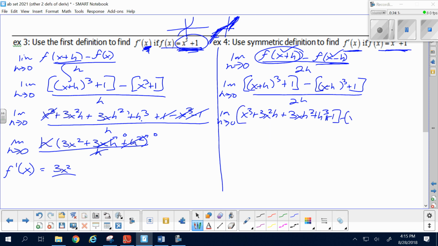The next part is x cubed. Now here's where it's going to get hinky here. Really it's a negative h. So negative h to the first is going to be negative 3x squared h, then positive 3xh squared, then negative h cubed, and still plus 1.